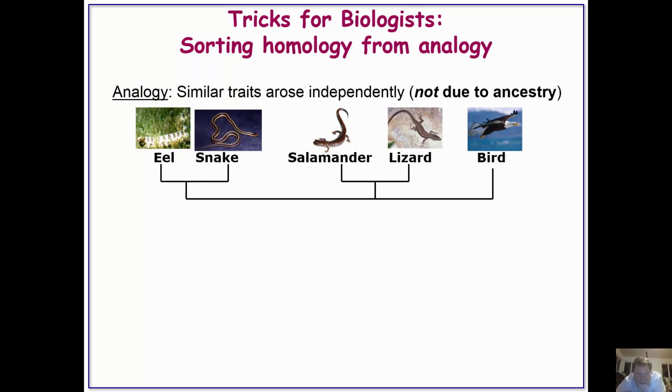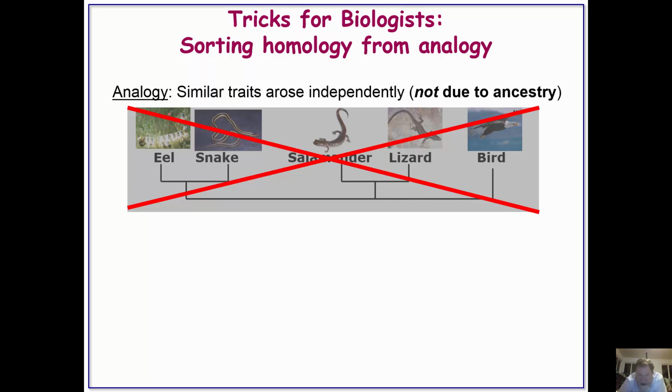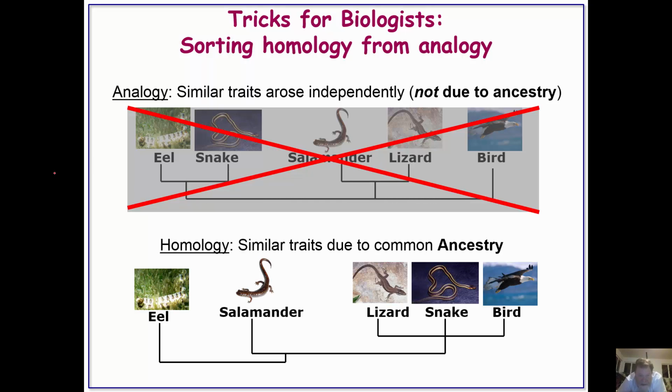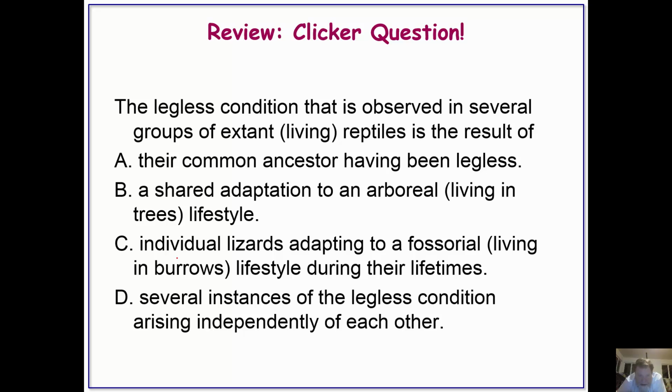And so, if we go over here and we look at this, we would say that salamanders and lizards look alike, that the bird's an outlier, that eel and snake look alike. Again, this is not the case. When we really look at this, we look at homology, similar traits due to common ancestry. We see that lizards, snakes, and birds are all very similar to one another, that the salamander is a different group, and that the eel is a much older group than that.